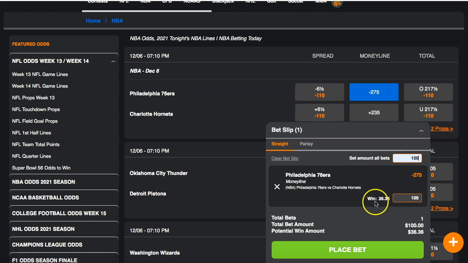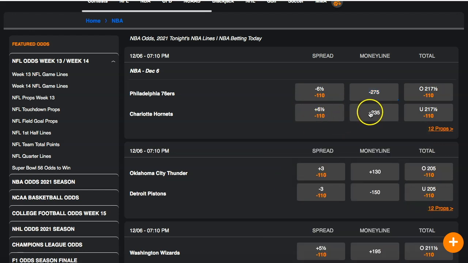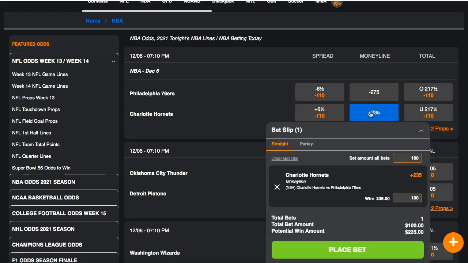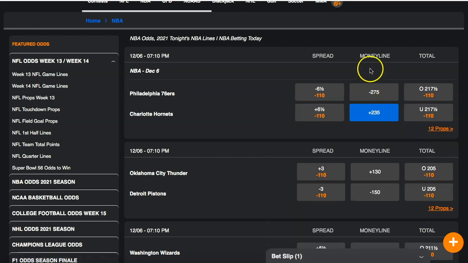You bet 100, you win $36.36. Now you're probably wondering why this amount's so low. It's because they are a heavy favorite and the Hornets are an underdog. But that same 100, if you bet it on the Hornets, you're going to win $235. So as you can see, that's like 6, 7, 8 times the money, right? So that's the difference between the underdog and the betting favorite.